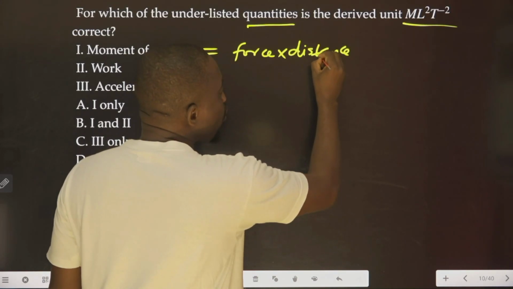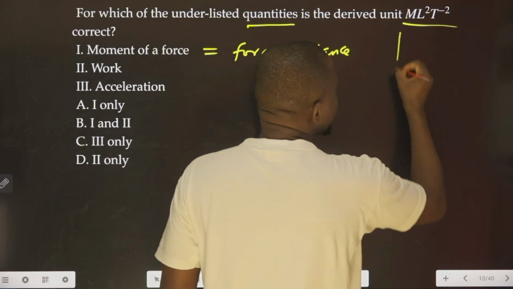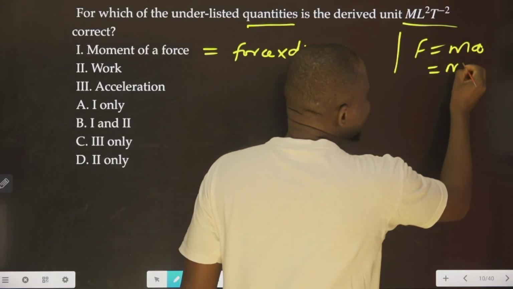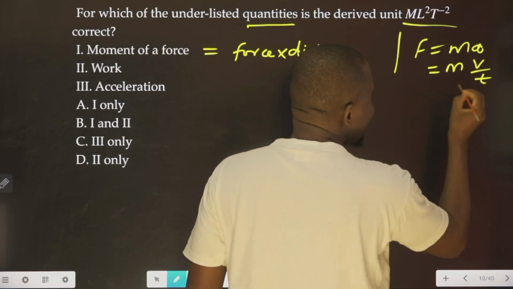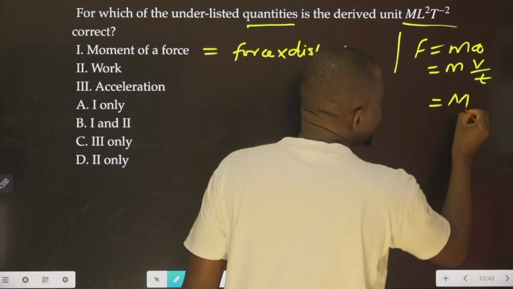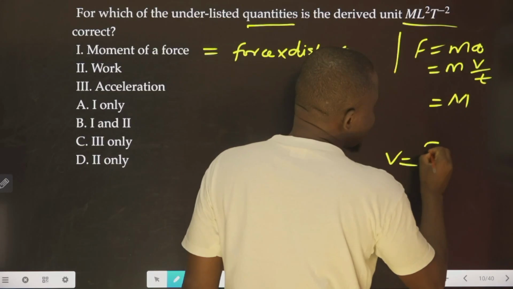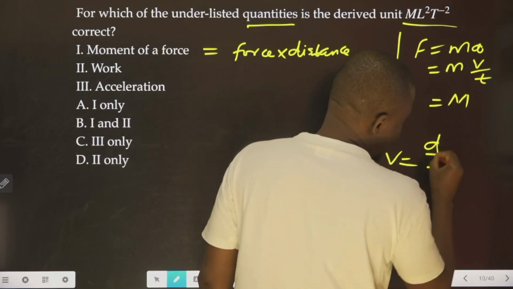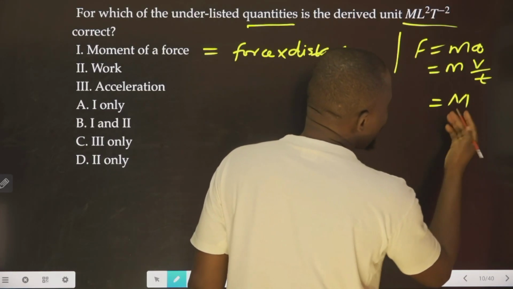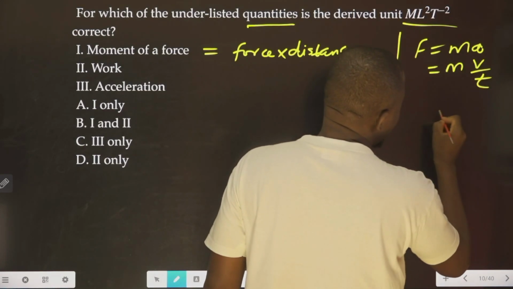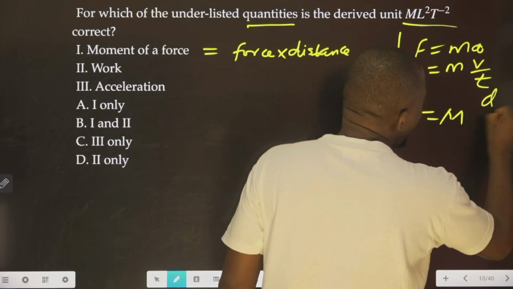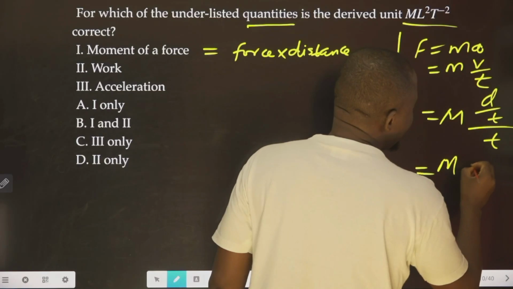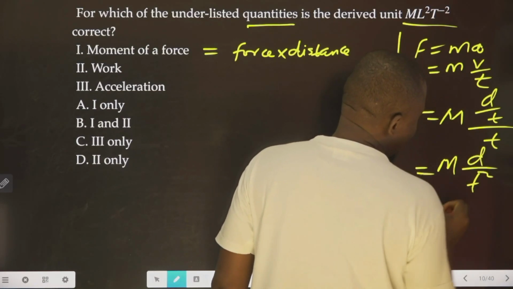Okay? What is force? Force is F equals to ma. So we know mass, and what is this? It is V over T, right? So now this is m. This V is also equal to distance over time. So if we replace this V by D over T, you agree with me, you're going to have m D over T, then T. That is m D over T squared.